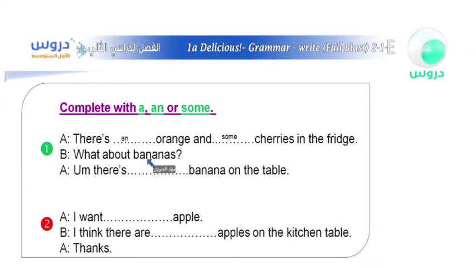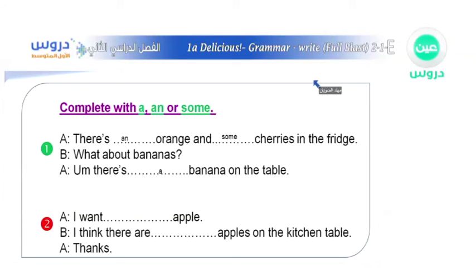What about bananas? As you can see, there is, and then banana. Just one, you guys. So what do we do about one banana over here? That's right, we add the word a. A banana on the table. There is a banana on the table.